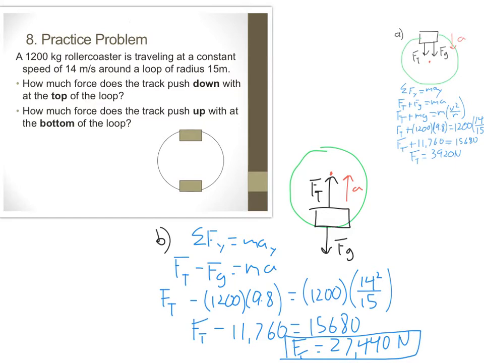So obviously a little bit bigger, which makes sense because when we're at the bottom the track has to overcome the force of gravity and still provide that inward acceleration. Whereas when we're at the top, the force of gravity and the track go in the same direction. They help each other out.